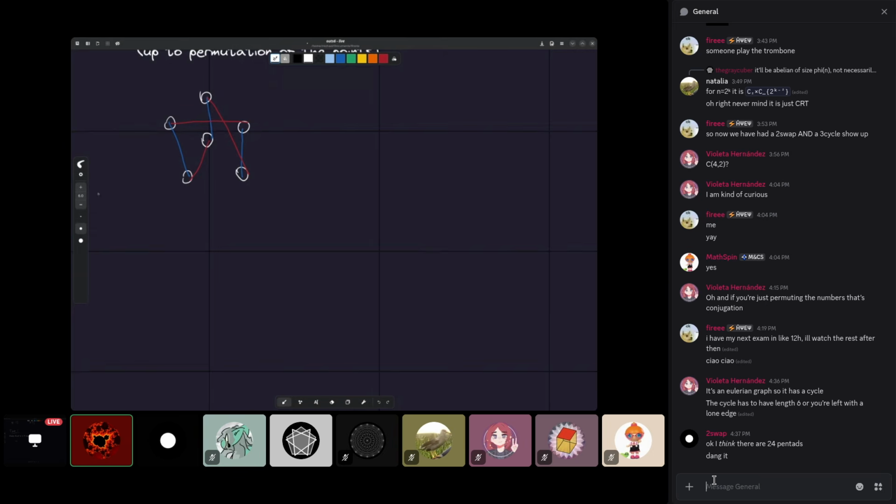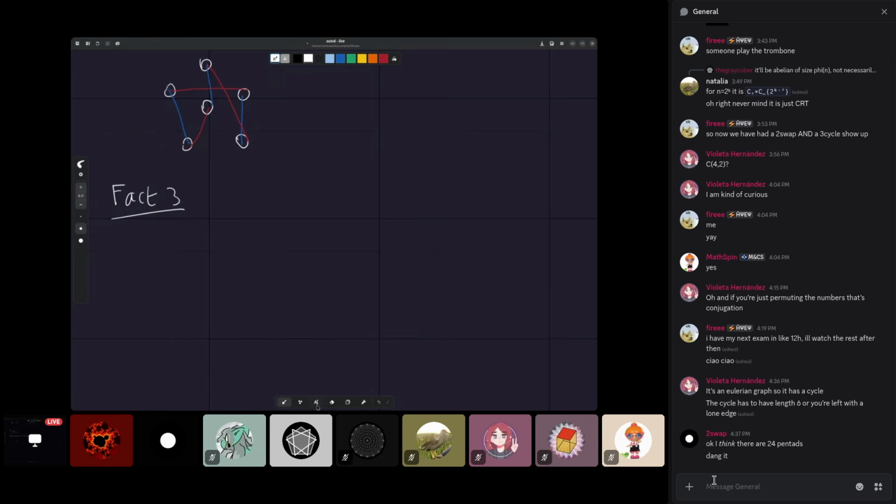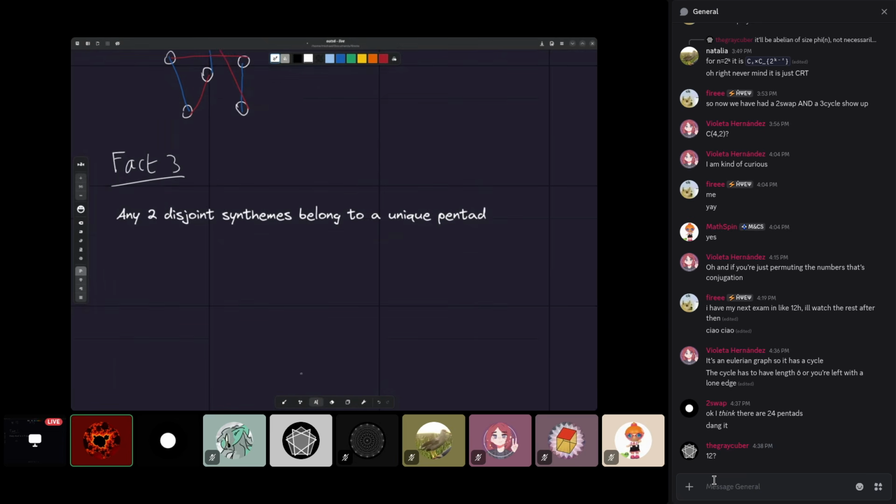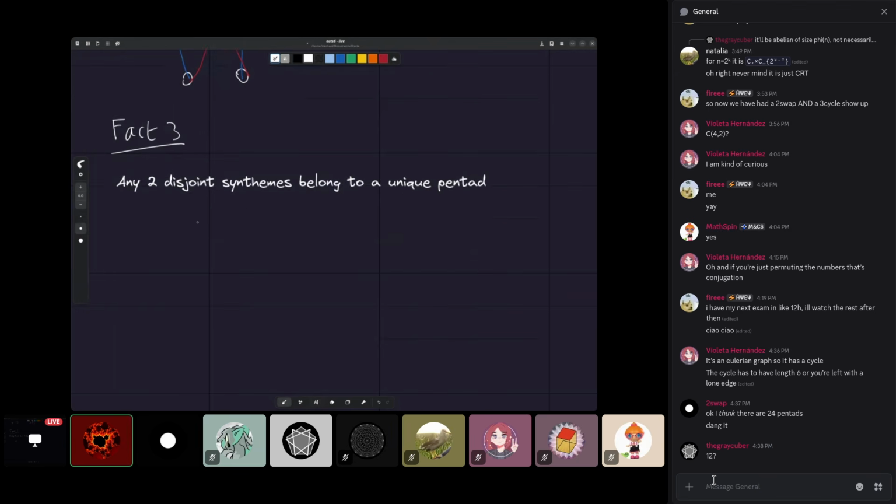What are we on? Fact 3. What is fact 3? Any two disjoint synthemes belong to a unique pentad. Why? Let me copy over from here.